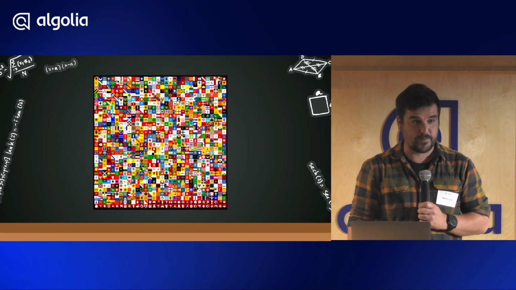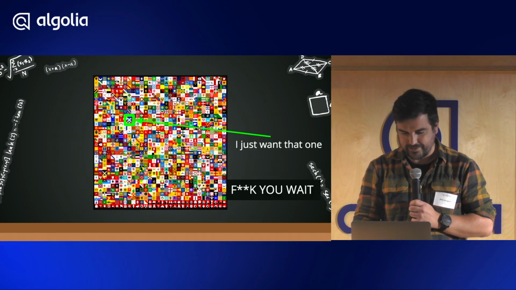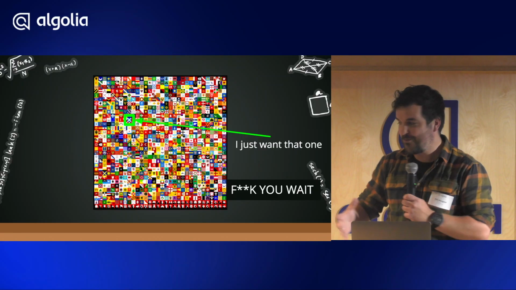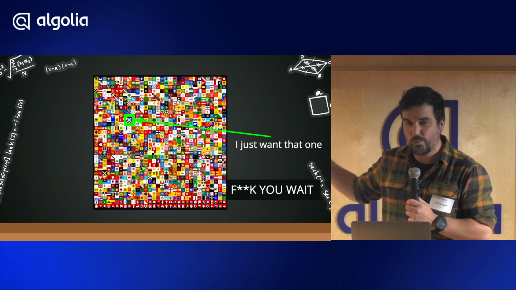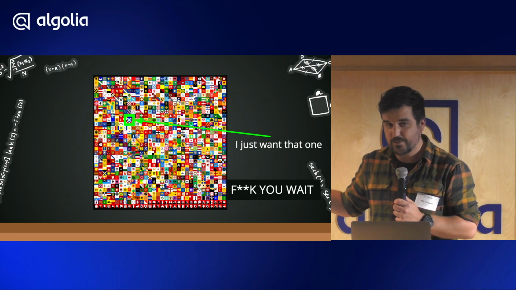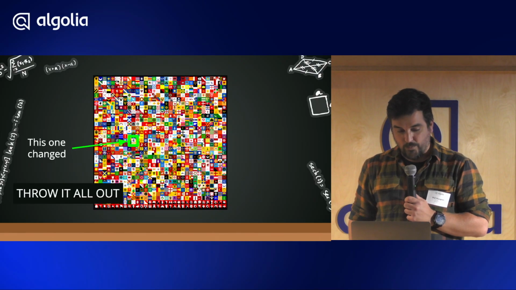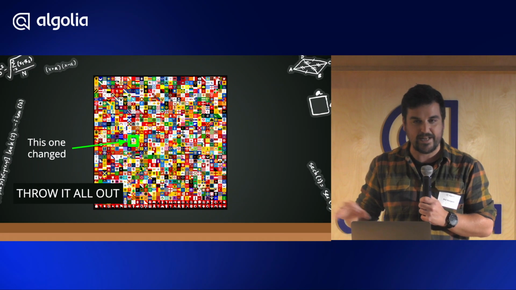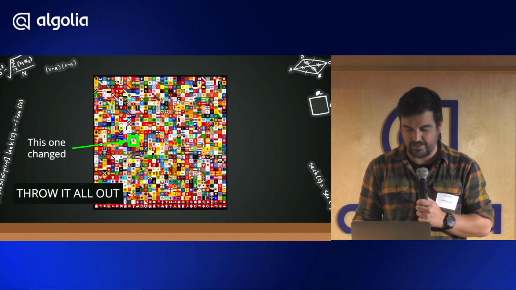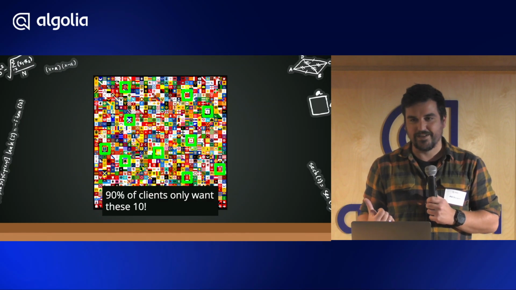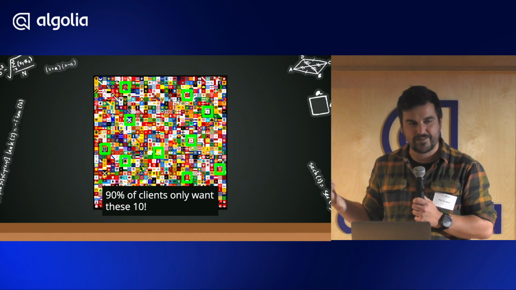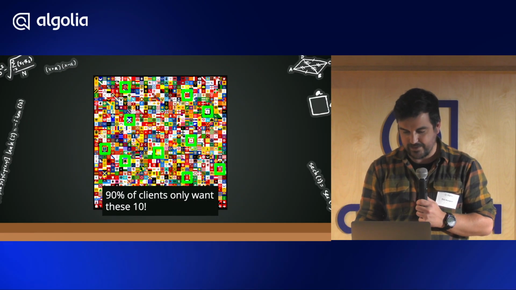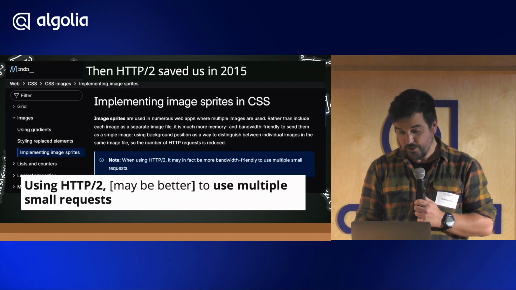So what's the problem with image sprites? Why aren't they fantastic? Well, what if you just want that one image? You have to wait for that whole everything to download before you can see this one tiny little flag, and that one tiny little flag probably would have loaded quite quickly. What if that one image changed? You have to throw out the entire image sprite and everyone has to download it again, right? That's silly. What if 90% of clients want to use 10 of these image sprites? You have to wait for the entire thing, even if everyone only wants those 10. So immediately this starts to look a little bit stupid, actually.